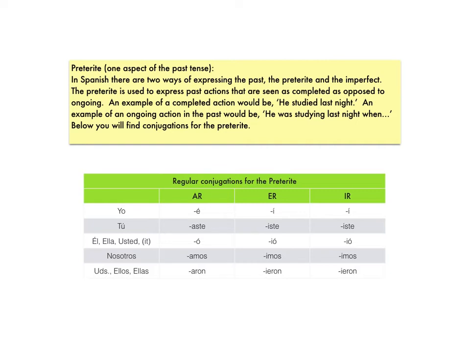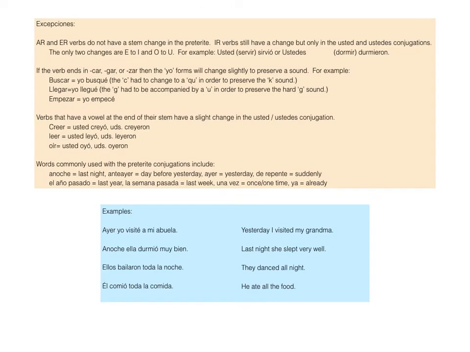Okay, same thing with ER and IR verbs. If I had a verb such as comer, if I wanted to say I ate, I would say yo comí. Tú comiste would be you ate. Él or ella comió, he or she ate. Nosotros comimos, we ate. And then finally, ustedes, ellos, or ellas comieron. Okay, so those are the regular forms of the preterite tense.